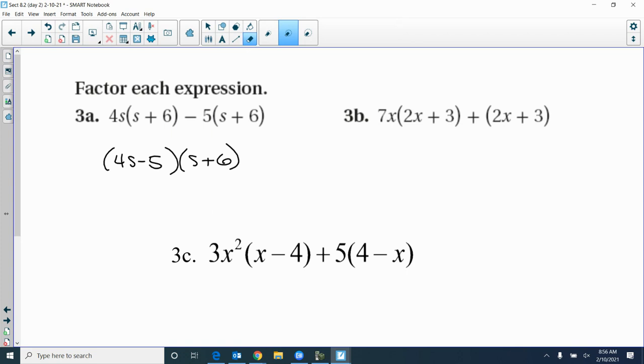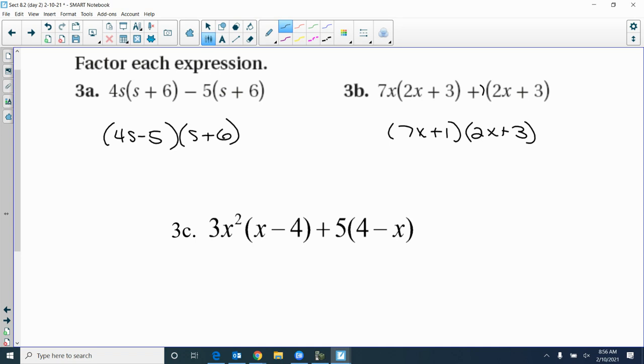Okay. Now, what's the answer to that 3b right there? What do you think that answer is? Connor? 7x plus 1 in parentheses, and then next to it, 2x plus 3 in parentheses. 7x plus 1 times 2x plus 3. You got to put a 1 there in front of 2x plus 3.